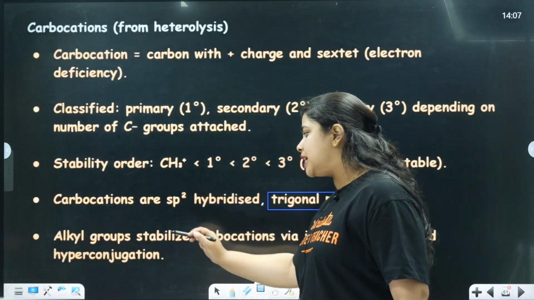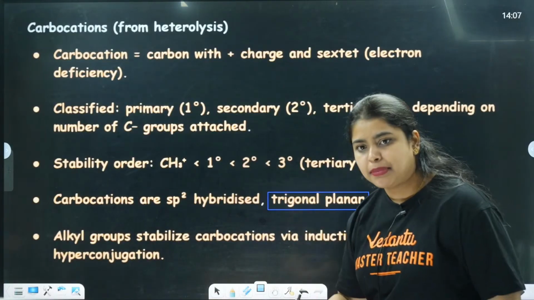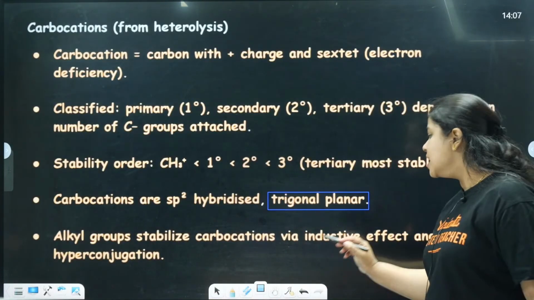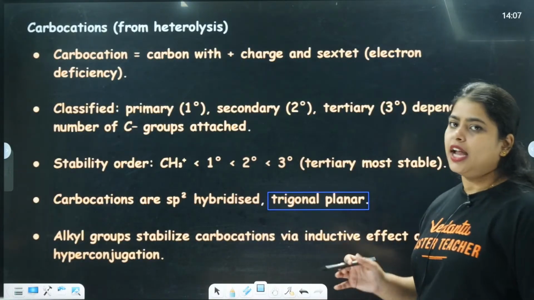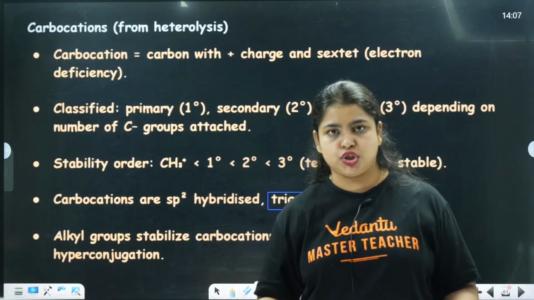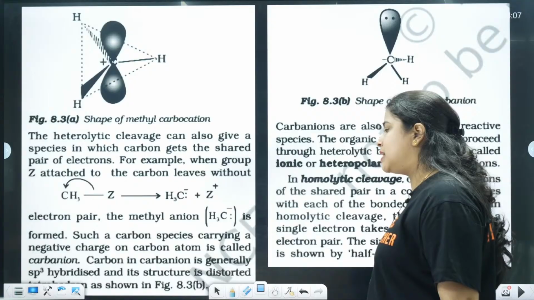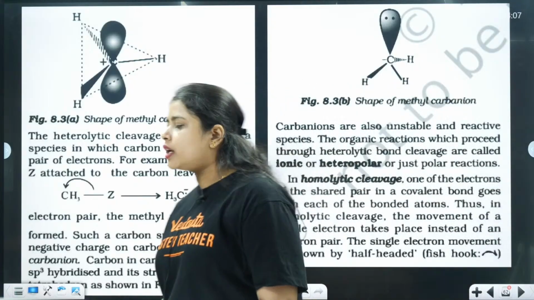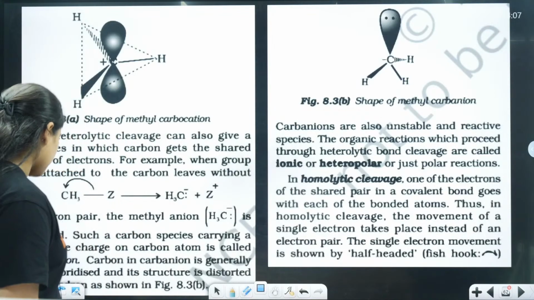Now alkyl groups stabilize the carbocations with the inductive effect and hyperconjugation. Whenever alkyl groups are there, they stabilize the carbocation. It gets stabilized with what? Inductive effect and hyperconjugation. Next comes the shape of the methyl carbocation. This figure is from NCERT, so look at it carefully. This is also very important.